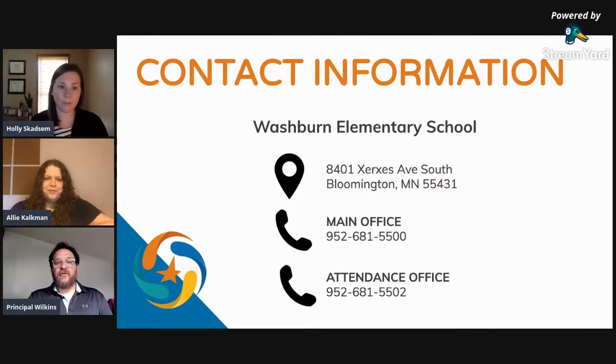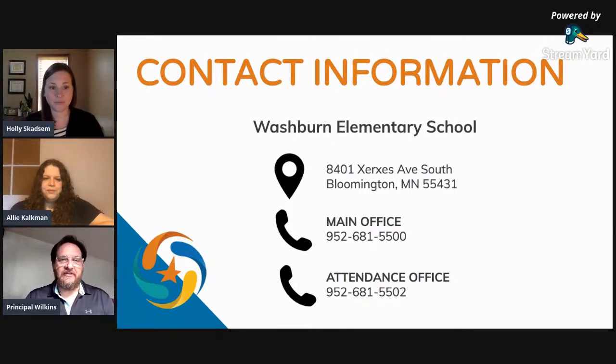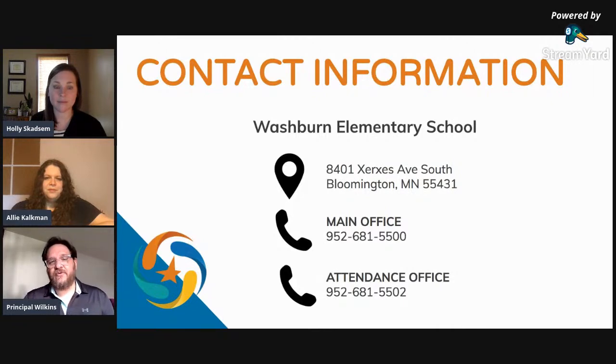All right, thank you. So we're going to start off with some contact information because everybody would like to know who or where to reach out to if they have any questions. Again, Bloomington Online School is partnered with Washburn Elementary School. So our physical address is 8401 Xerxes Avenue South in Bloomington. Our main office number is 952-681-5500. Susan Smith is the secretary there at Washburn Elementary School, and she'll also be the secretary for Bloomington Online School. So you can call that number with any question that you have, and Susan will route that question to the appropriate person for an answer in a timely fashion.